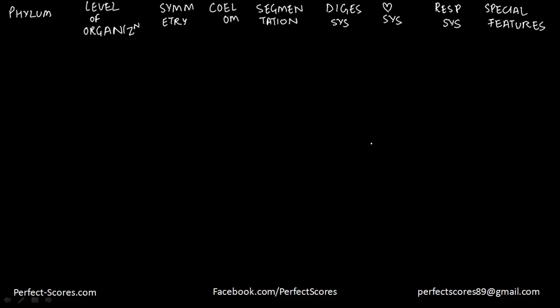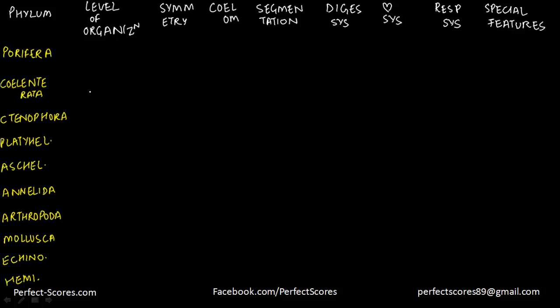So on the top you are able to see the different ways in which we'll be summarizing them. What is the phylum, the level of organization, the symmetry, absence or presence of a coelom, the segmentation, the digestive system, the circulatory system, respiratory system, and special features. And on this side, we have the different phyla from Porifera till Hemichordata. So we've just done Chordata, so I'm not including that. So let's study what is there in Porifera.